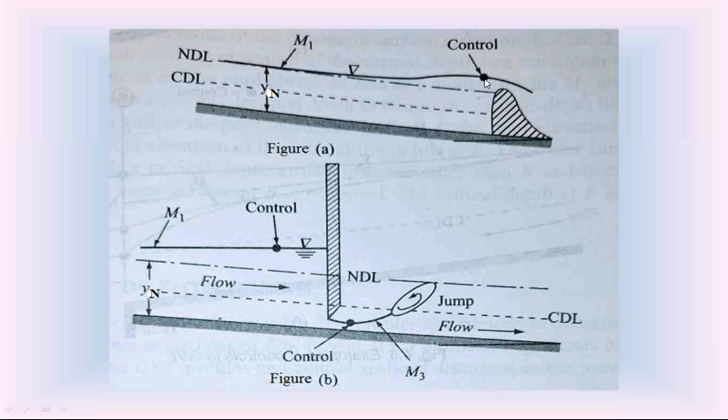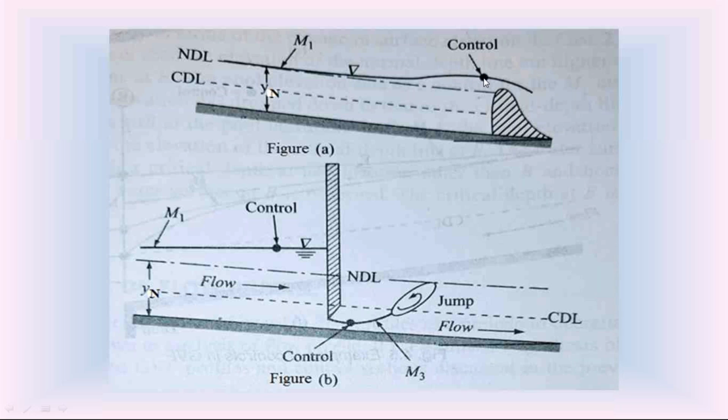So at section 1, we know the specific energy E1. At section 2, we know the specific energy E2. Then we know the average of the total energy line slope from section 1 to section 2. We know the channel bottom slope S0. By knowing the specific energy at section 1 E1, the specific energy at section 2 E2, the channel bottom slope S0, and the average of the total energy line slope between section 1 and section 2, we can find the length of the water surface profile from section 1 to section 2.